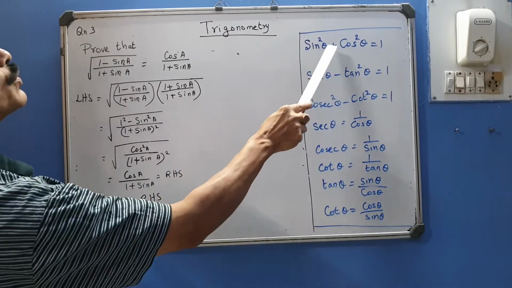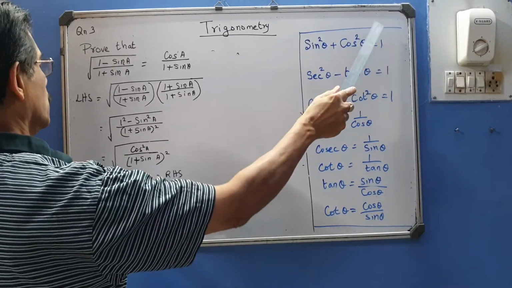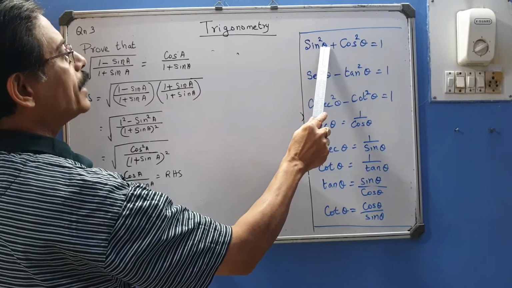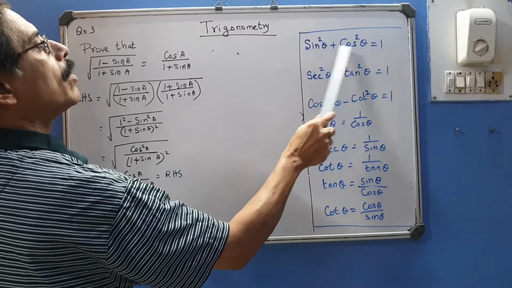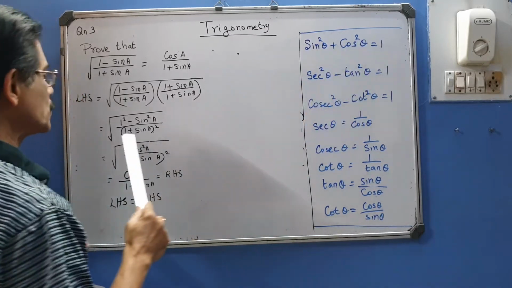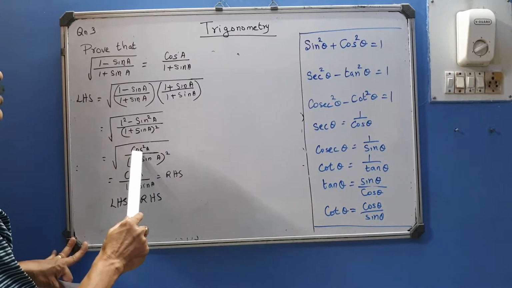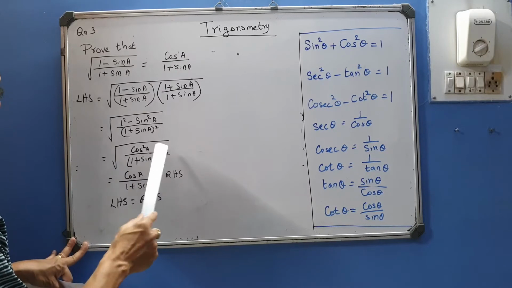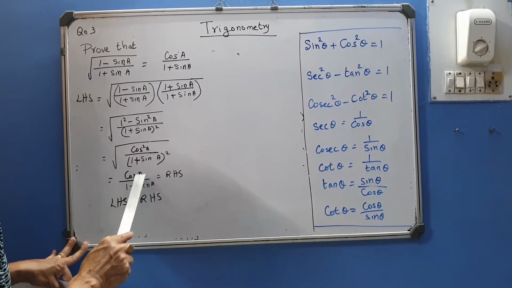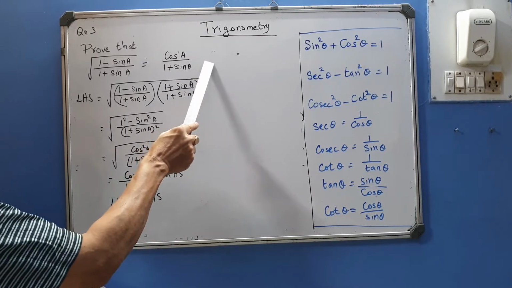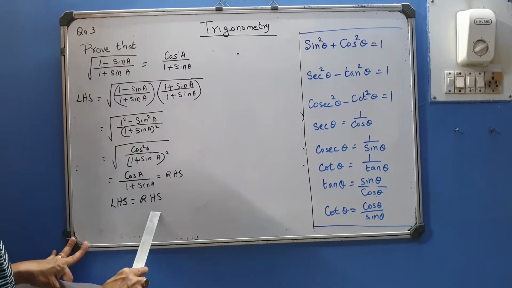So 1 minus sin squared a, if we take sin squared to the other side, 1 minus sin squared a is cos squared a. So if 1 minus sin squared is written as cos squared, the denominator is 1 plus sin a the whole squared. Now square root and square will cancel each other. So you get cos a divided by 1 plus sin a, which is our right hand side. So left hand side is equal to right hand side.